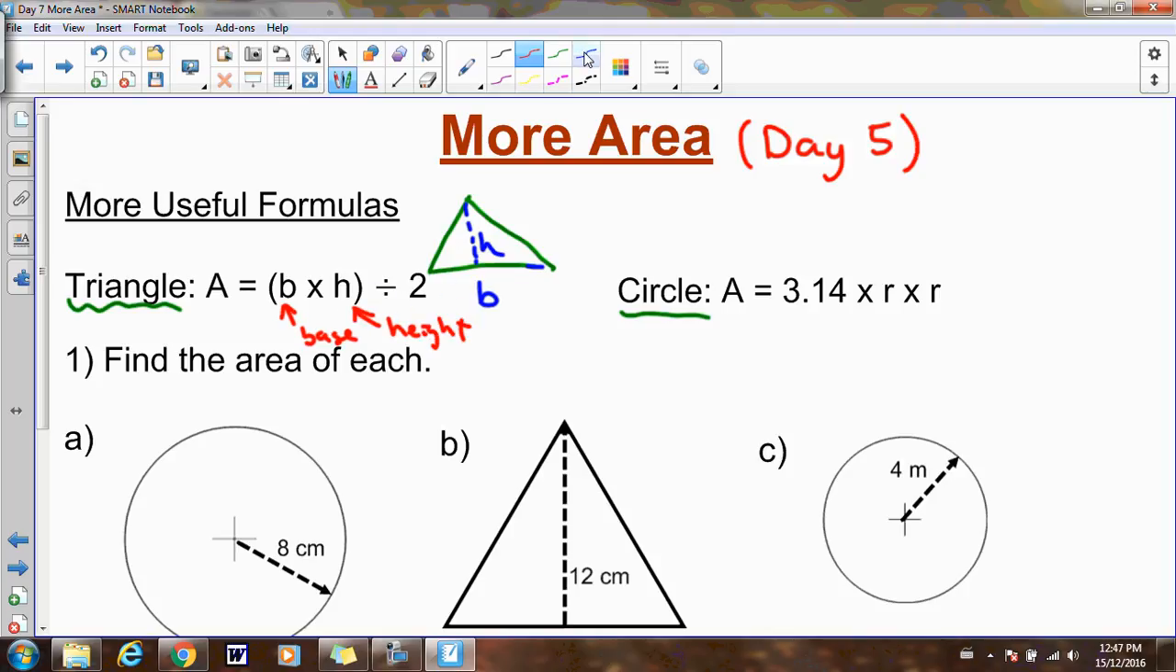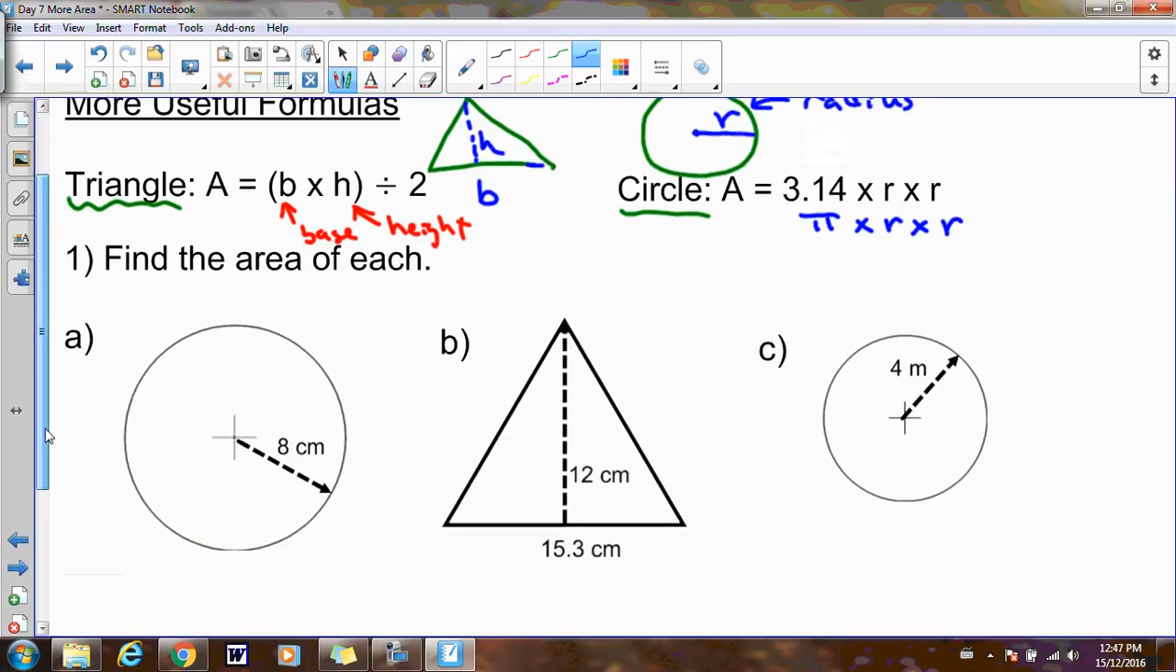Okay, so the other kind of shape we're going to see coming up on your quiz is a circle. Now, to find the area of a circle, what you have to do is find out what the radius is. So the r here represents radius, and in order to find the area, all we have to do is take 3.14, which is, remember, pi, multiply that by the radius, and multiply by the radius again. Okay, so let's see how this works.